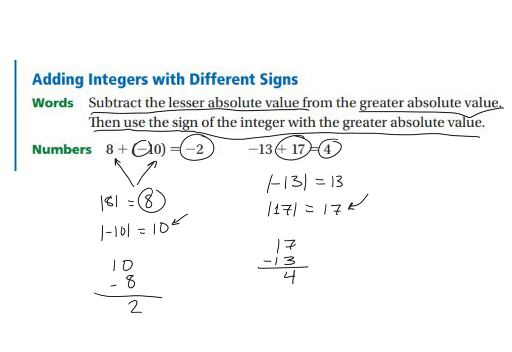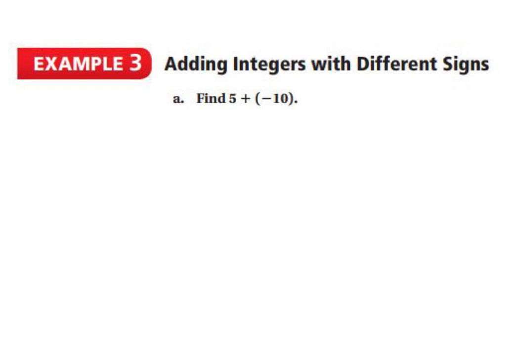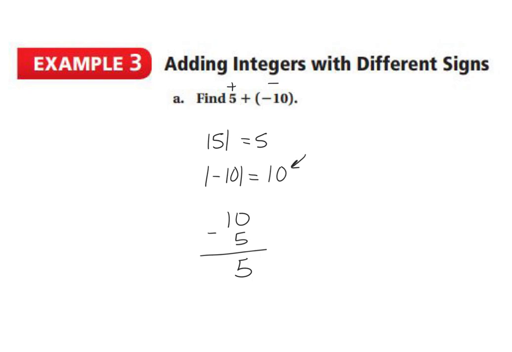All right, a couple more examples for you. We're going to start with absolute value of 5, which is 5. Absolute value of negative 10 is 10 away from 0, so that's 10. Subtract, since they have different signs, right? This is positive, this is negative. Always check that. We're going to go 10 minus 5, which is 5. And then we take the sign of the bigger absolute value. 10 is bigger than 5. 10 started off as negative. My answer should be negative 5.